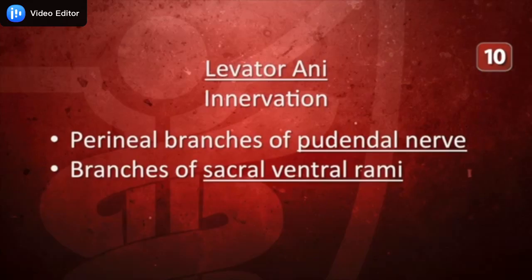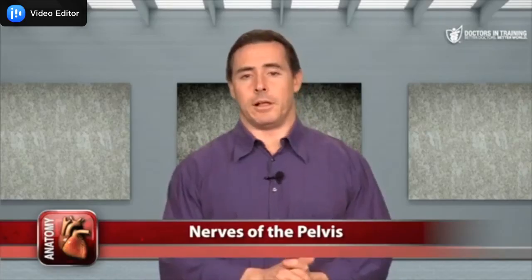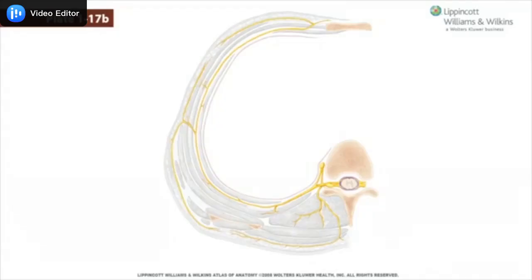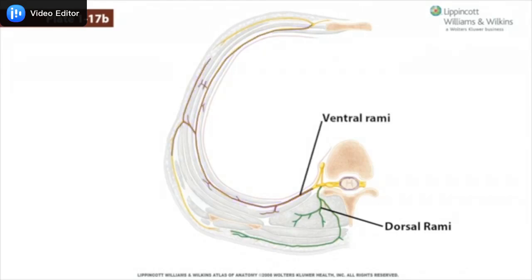The levator ani is innervated by branches of the pudendal nerve and by branches of the third and fourth sacral ventral rami, which are sometimes referred to as the levator ani nerve or nerves. The nerve supply to the pelvis is from the ventral rami of the lumbar and sacral spinal nerves. Remember that the dorsal rami are only involved in sensory innervation of skin on the back and in motor innervation of muscles acting on the axial skeleton. The pelvis is considered to be a part of the appendicular skeleton, so all of the muscles associated with it are innervated by the ventral rami.